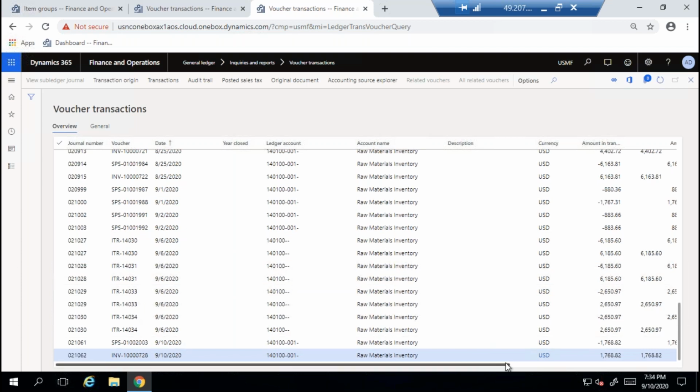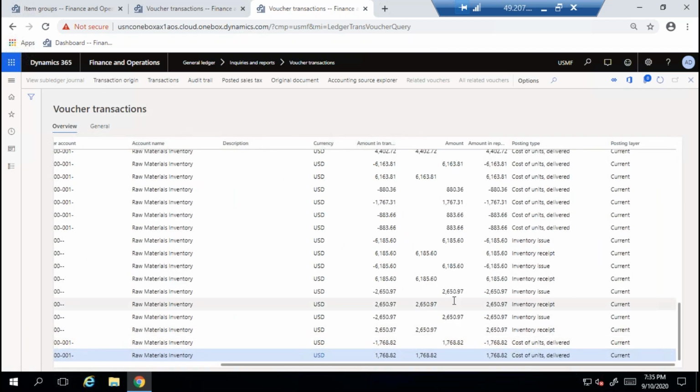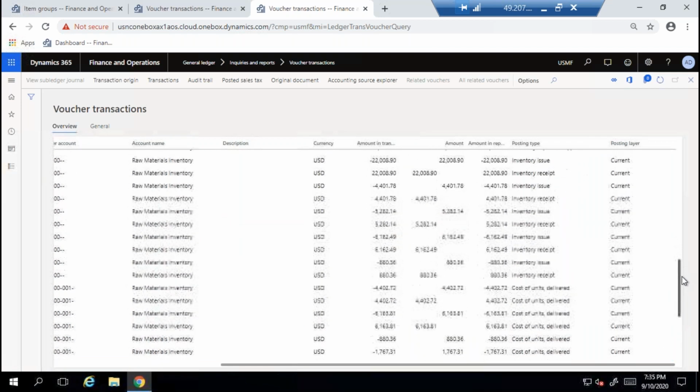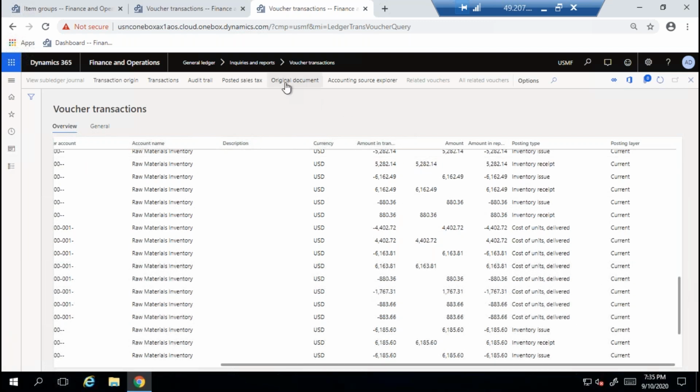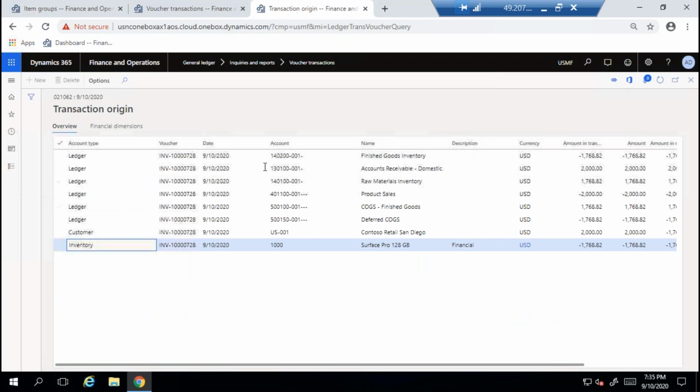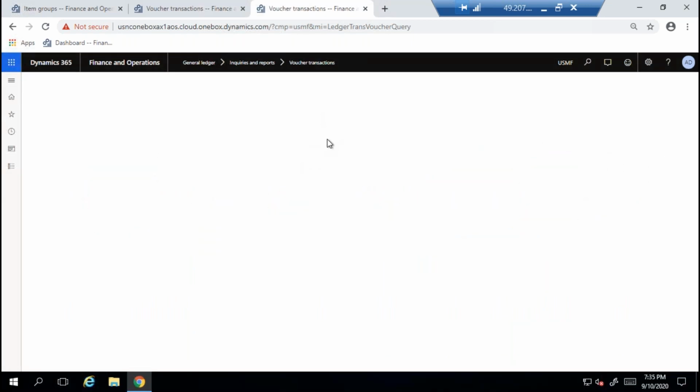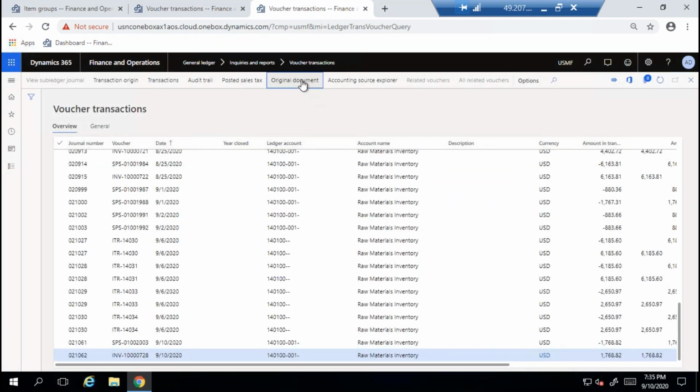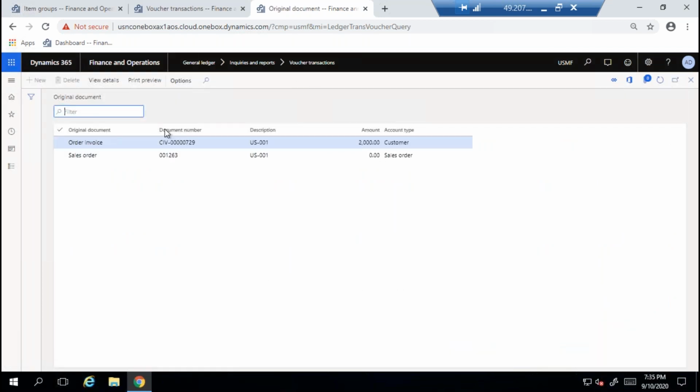So here it is showing debit, credit, debit, credit. If you go to transaction origin, the original document, you can click this one also. Click on the original document. It will open the corresponding sales order.